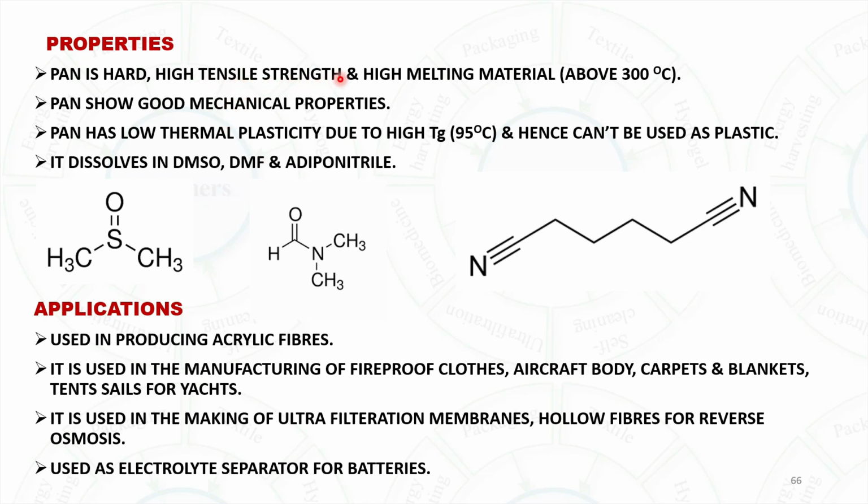Someday, separately, we will talk about mechanical properties as well, and see what effect the polymer structure has on these properties. If its abrasion resistance is high and load-bearing capacity is high, then the mechanical properties are good. It is also melting above 300 degrees. PAN has low thermal plasticity due to high Tg. Now, what is Tg? It is the glass transition temperature. I hope you understand what glass transition temperature is.